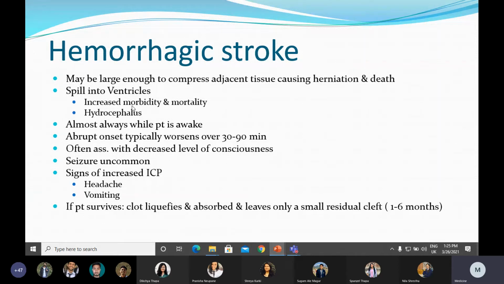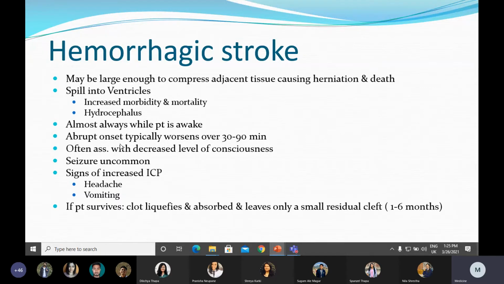produce obstructive hydrocephalus. One thing we particularly use is this point to differentiate whether the patient has hemorrhage or ischemic stroke by history. Usually, ischemic strokes occur in the early morning when the patient is sleeping, but hemorrhagic strokes are almost always while the patient is awake.